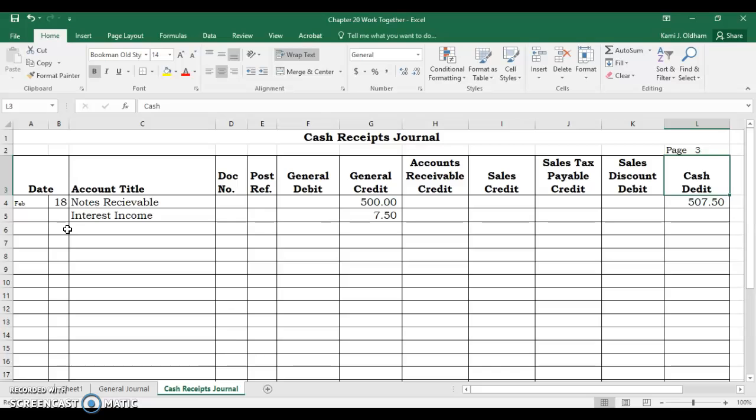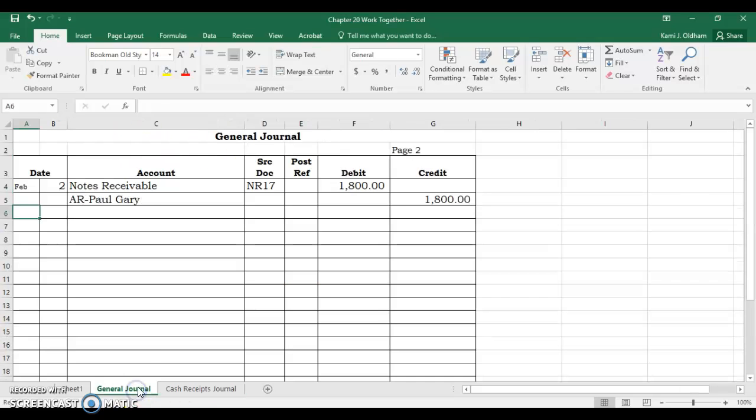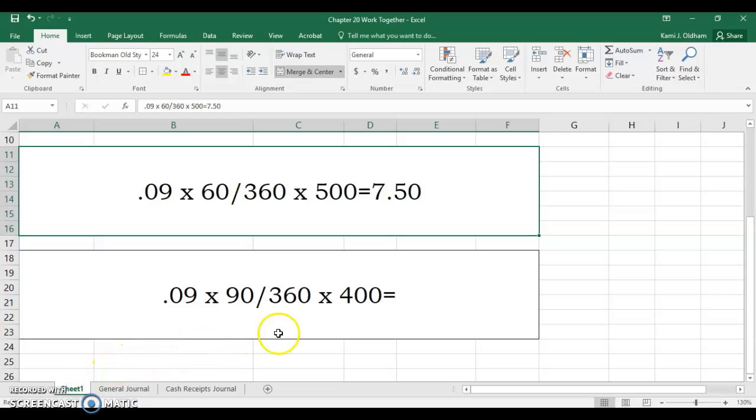Anyways, the last transaction is Kirk Adams dishonored a 90-day 9% note. So what we're doing here is we are actually going to get rid of the note and put it back into the accounts receivable. So we're looking at the 27th. We're going to be putting it into his AR, Kirk Adams. This is M25. And we have to calculate how much we are actually putting into his accounts receivable. And so that's this down here, 9%. It was a 90-day note at $400.